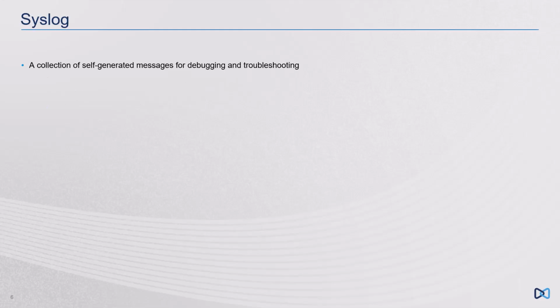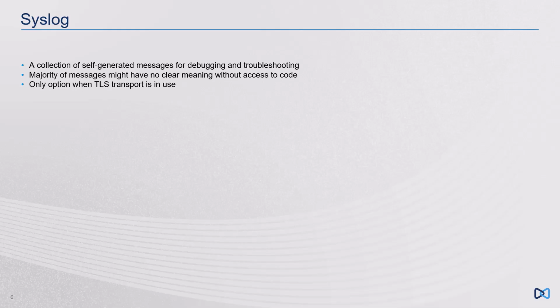Syslog is a self-generated message from the phone. It is used for debugging and troubleshooting. Without access to the code, the syslog message's meaning might be unclear. Collecting and reviewing syslog messages is our only option when TLS transport is used.